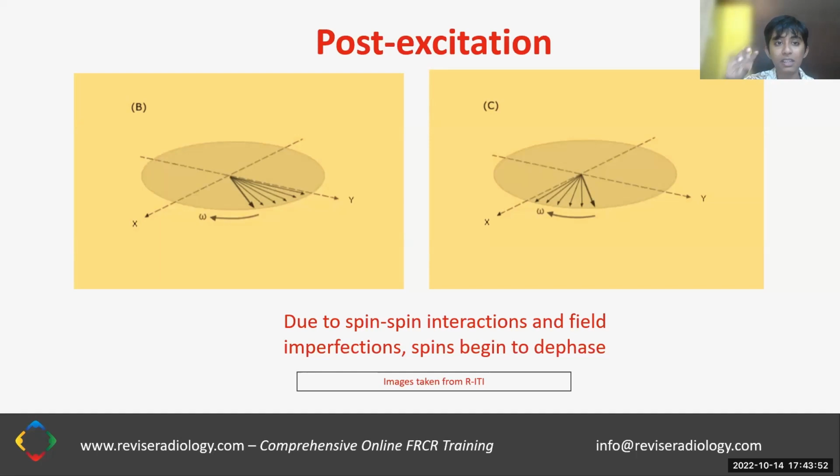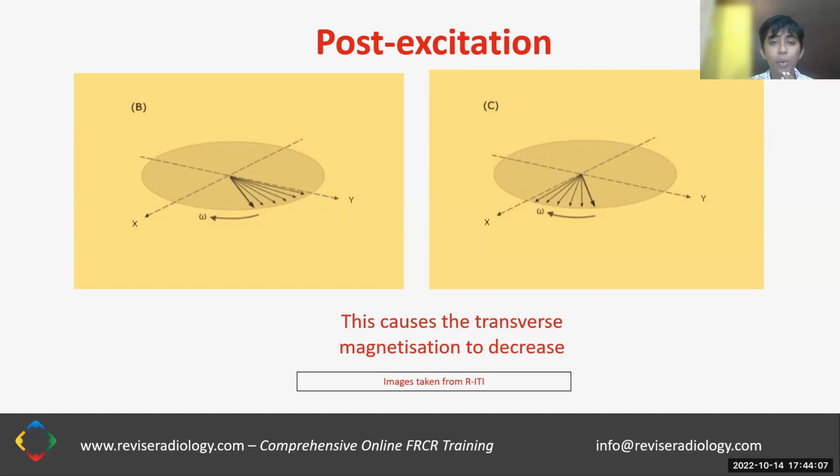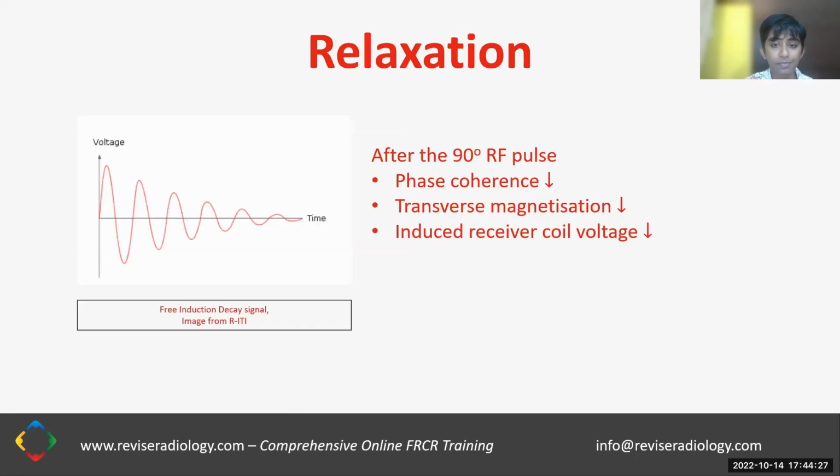So one spin is in a region of slightly higher magnetic field. One spin is in a region of slightly lower magnetic field. And as a result, they're going to start spinning at different times. This means that they become out of phase. They begin to dephase. Now, the transverse magnetization is the sum of the total number of spins. When the spins begin to dephase, the transverse magnetization decreases. Eventually, the net transverse magnetization is 0 because the spins of all the protons have dephased completely.